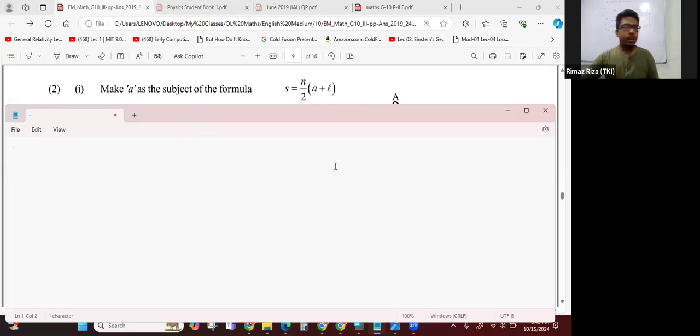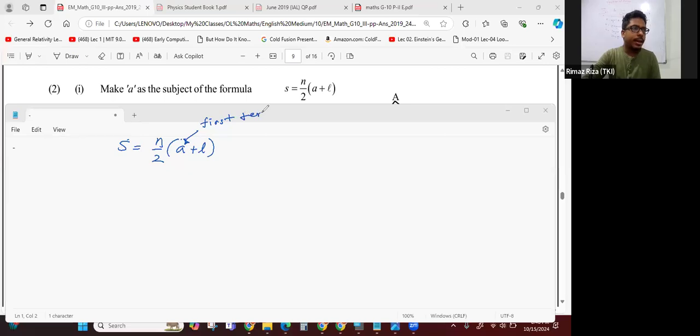Okay, so question number 2, Roman number 1, make A as the subject of the formula. So we have the formula S equals n divided by 2 into A plus L. Now actually this formula is from arithmetic progression lesson. You will study arithmetic progressions soon. The sum of first n terms is given by this formula. Here A is the first term and L is the last term.